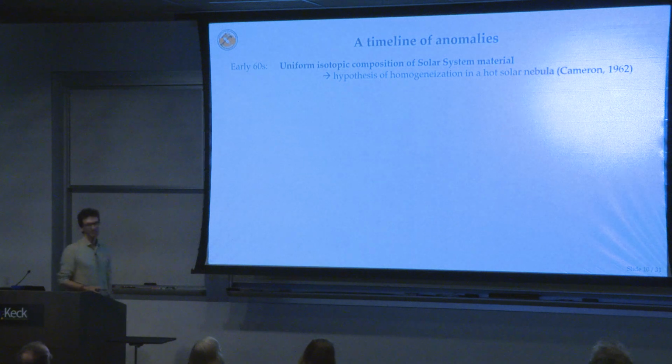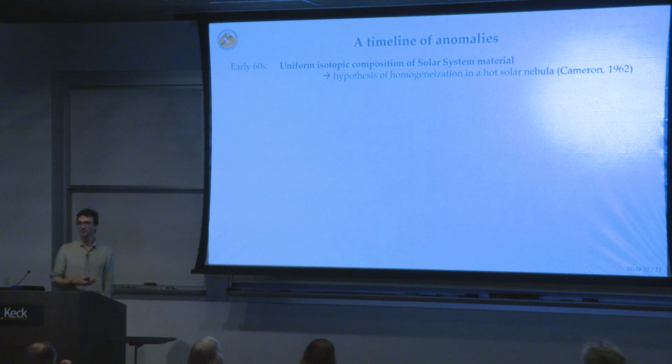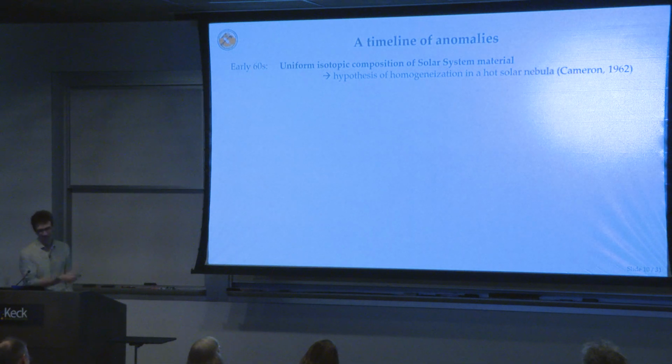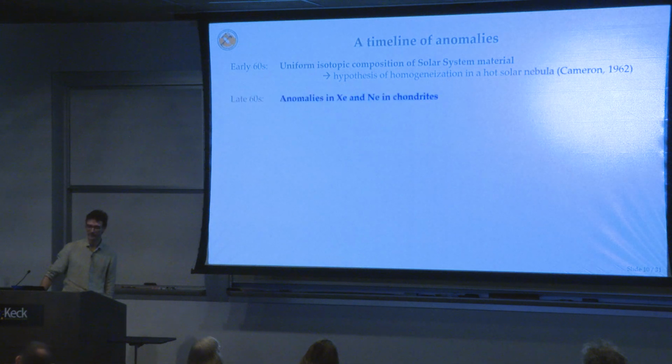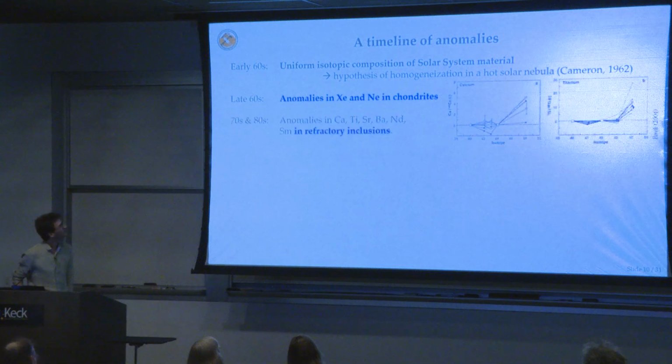Anomalies are a developing field. If we start from the 60s, at the time, Cameron said, well, the solar nebula was very hot. Everything must have been vaporized and homogenized, and that's what we call the hot solar nebula, where the composition of the solar system is absolutely the same everywhere. You can see where I'm going with this. Of course, this is not correct when you look at the finer scale. So in the 60s and 70s, people started to measure isotopic anomalies in first the noble gases, but then very quickly in refractory inclusions, they started to see anomalies in things like calcium and titanium, very clear departures.